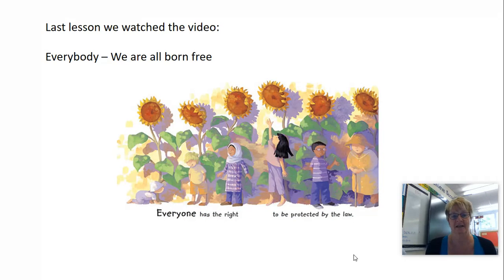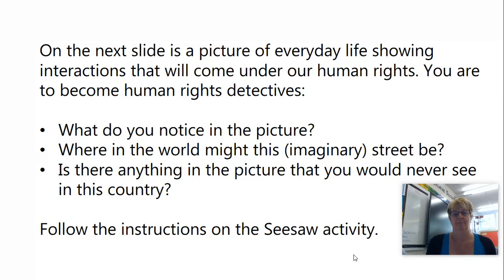So, last lesson we watched the video, Everybody, We Are Born Free, and we saw various rights being accessed, talked about, and hopefully with your research on the various articles you will have a better understanding of what our human rights are. So on the next slide there is a picture of everyday life showing interactions that come under our human rights. Okay, you're going to be detectives and I want you to look closely at the picture.